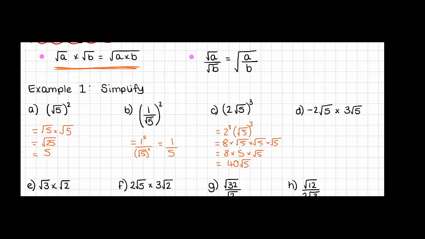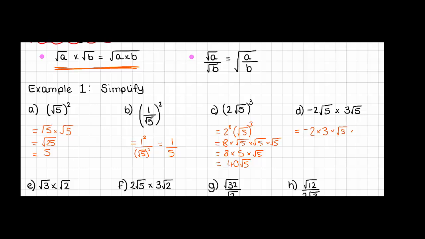Alright, part D. This one we've got negative 2 root 5 times 3 root 5. Now negative 2 root 5 is the same as saying negative 2 times root 5, and 3 root 5 is 3 times root 5. So for this, because they're all timesing, we can just write them in any order. So what I'm going to do is, to maybe make it easier, I'm going to multiply together my terms that are similar. So I'm just rewriting the sum then.